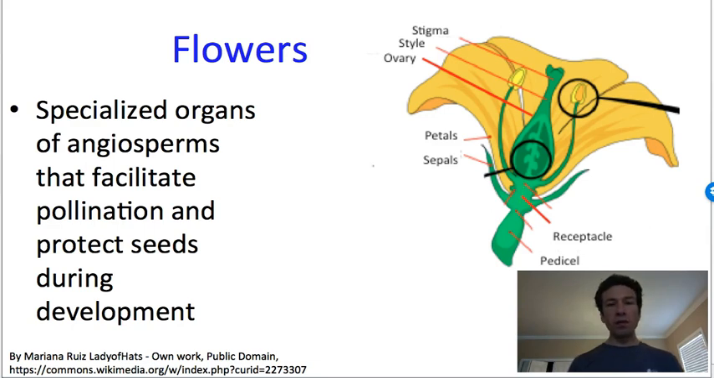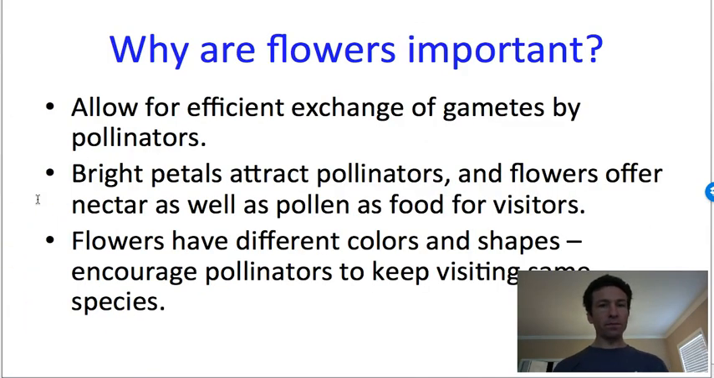And one of the key new features of angiosperms is flowers. As we said in an earlier lecture, a flower is a specialized organ that facilitates pollination and protects seeds during development. So perhaps flowers relate to the fact that angiosperms are so successful. Why then are flowers so important? Basically what they are doing is allowing for an efficient exchange of gametes by pollinators.